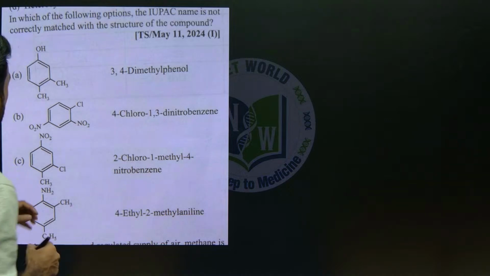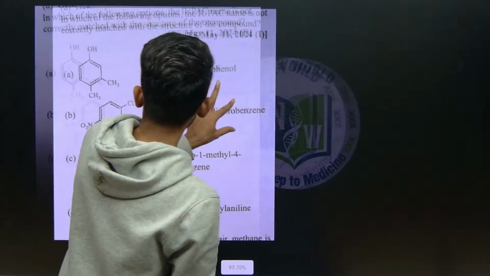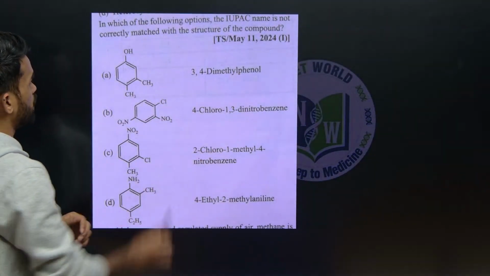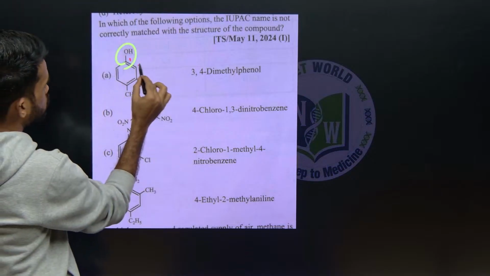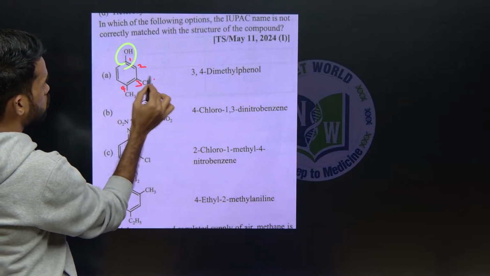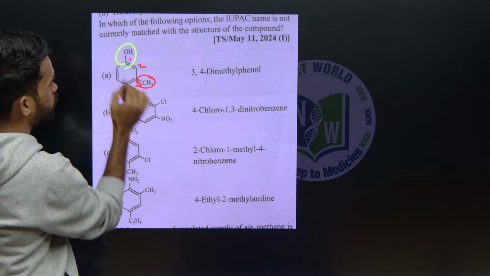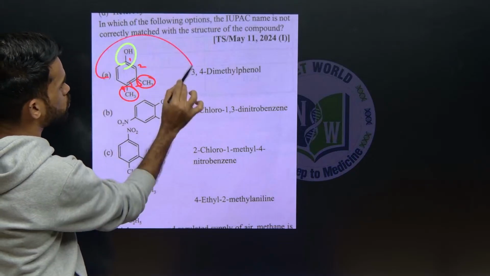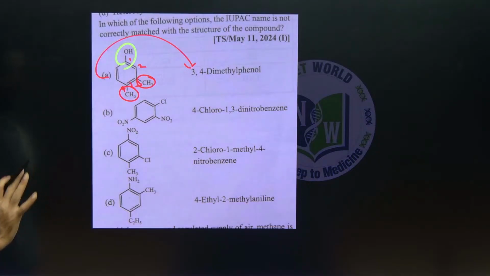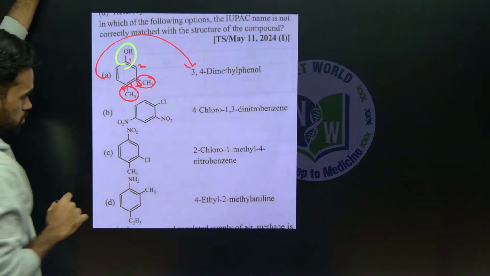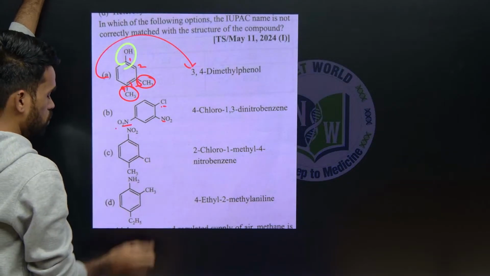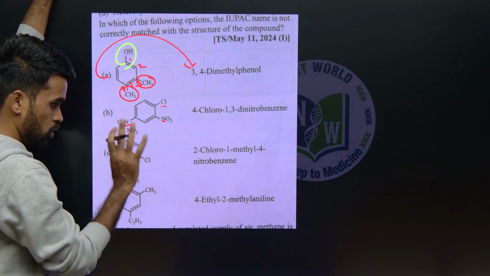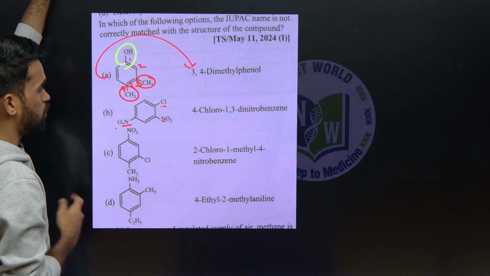See here, we can call it phenol right now because the OH group is there, which is more prioritized. So 1, 2, 3, 4. So 3, 4 dimethyl phenol. What is the name of this compound? 3, 4 dimethyl phenol. It is correct only. Next, when it comes to the nitro groups and chlorine, we need to number it in such a way that the lowest sum rule is followed.